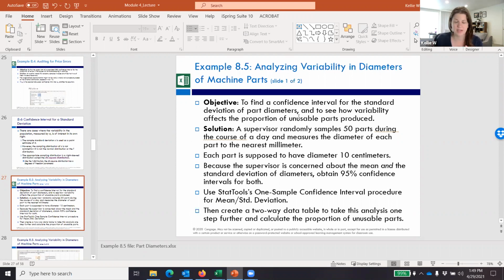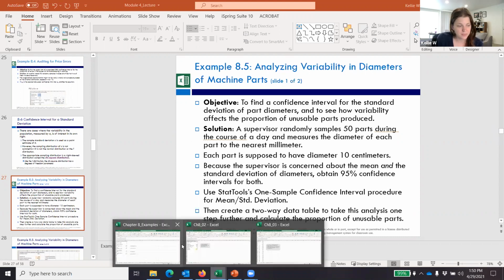So in the case of production and machines, we're talking millimeters. We need to be confident that the variability of the output of that machine with that part is very, very small. So imagine a supervisor randomly pulling these parts off the line as they're manufactured and checking the diameters to make sure that the tolerance is still good. The parts are supposed to have a diameter of 10 centimeters. We're concerned about the mean and the standard deviation of those diameters, so we want confidence intervals for both.